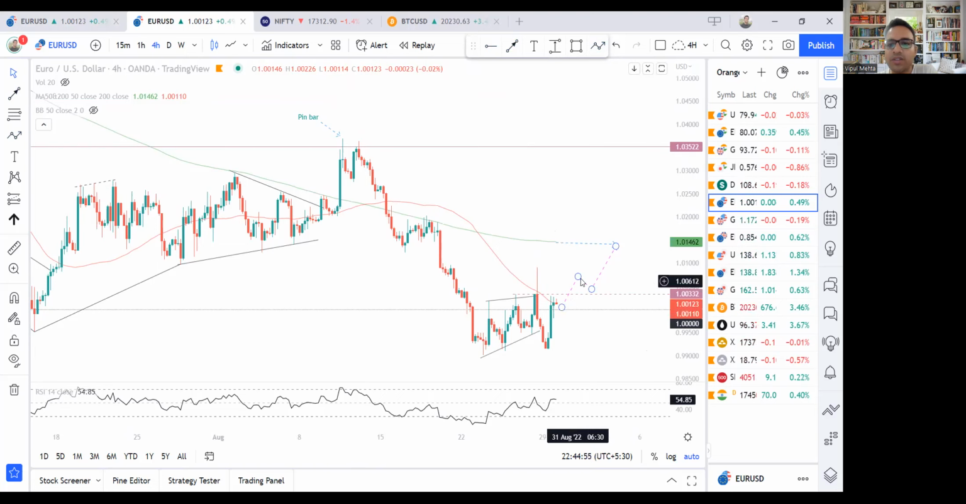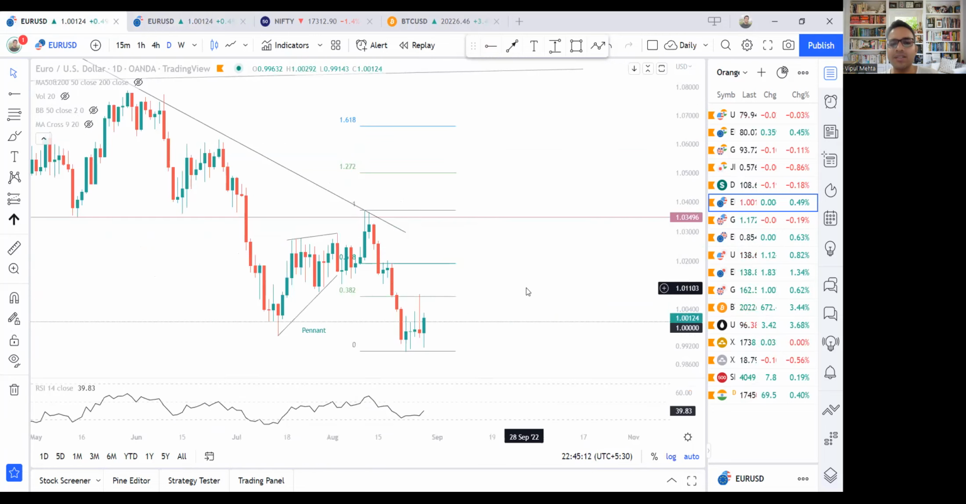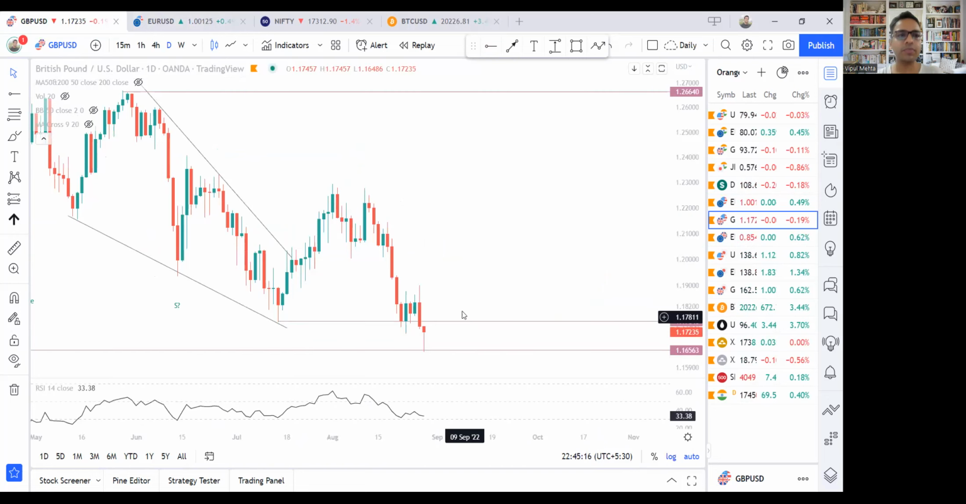All right, so this is one particular path that I'll be looking for, and if the price actually does this, then it's a definite buy. It would make sense to go long on EURUSD, at least on this 4-hour time frame. So this is one possibility. Let's see. There could be many possibilities. This is just one of them.